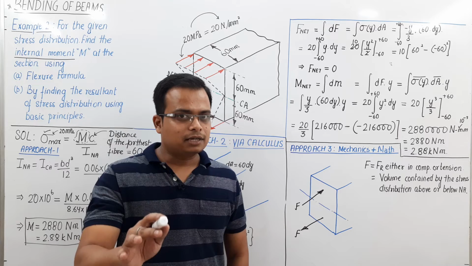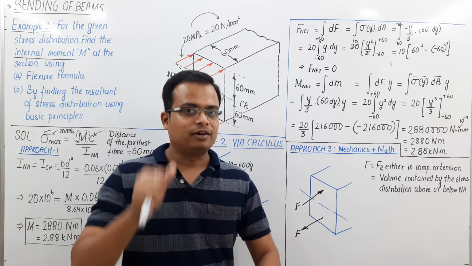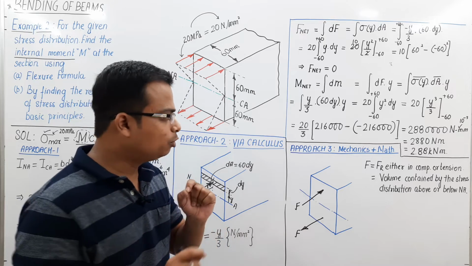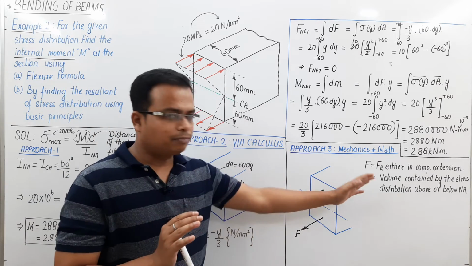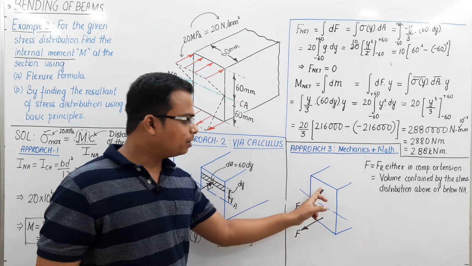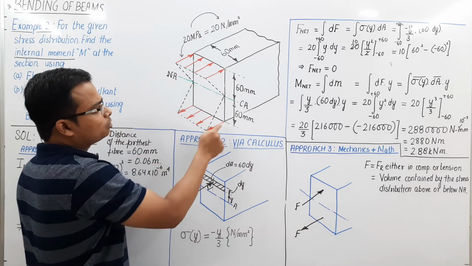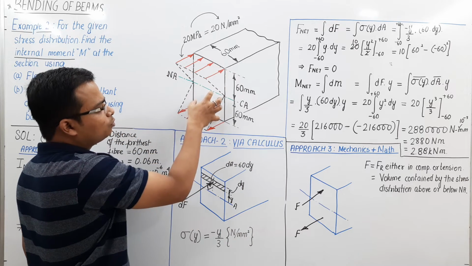So guys, now let us start with approach 3, which involves a bit of engineering mechanics and a pinch of mathematics also. Now this is going to be super awesome. I've written something for you. Just try to read this. This F over here, let me put it up in front of you. So there is this cross section. All the forces are inwards, all the forces are outwards.